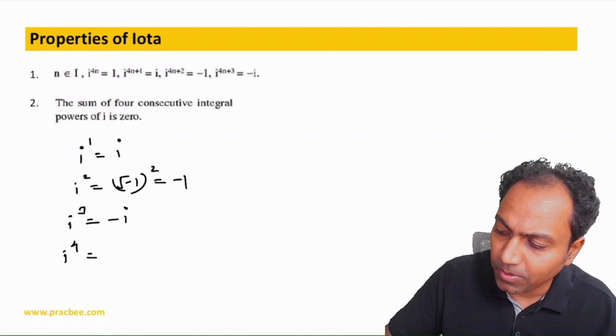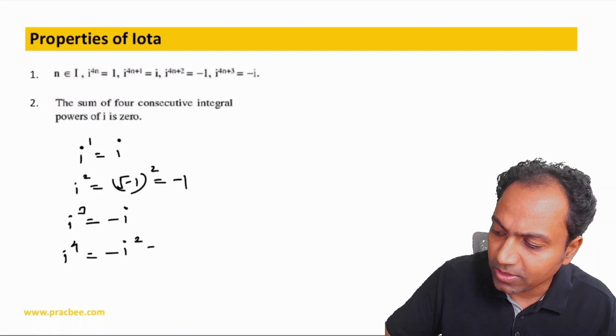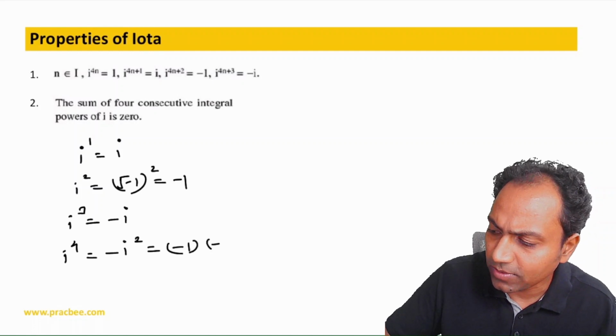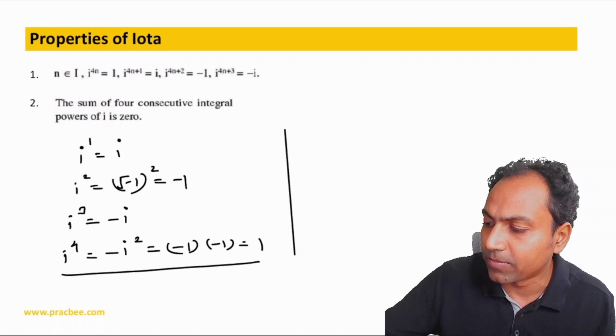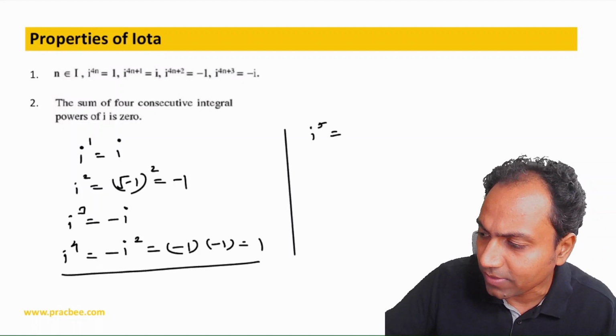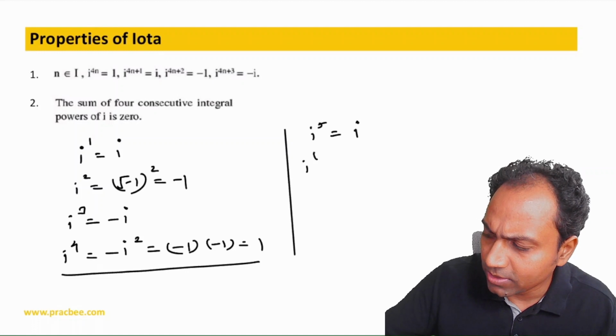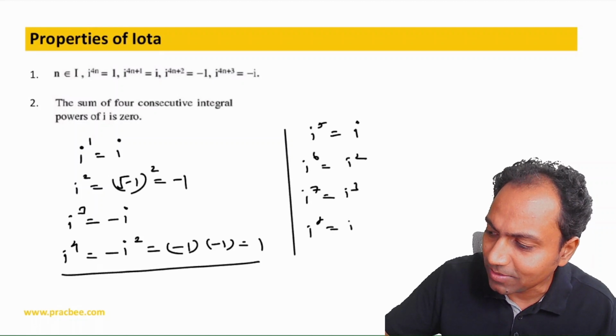And iota raised to the power 4, again if I multiply by iota, becomes minus of iota square, or minus of 1 into minus of 1 becomes 1. And if you keep doing this process, it will keep happening. That means iota raised to the power 5 will again be equal to iota. Iota raised to the power 6 will again be equal to iota square. Iota raised to the power 7 will be iota cube. And iota raised to the power 8 will be iota raised to the power 4.